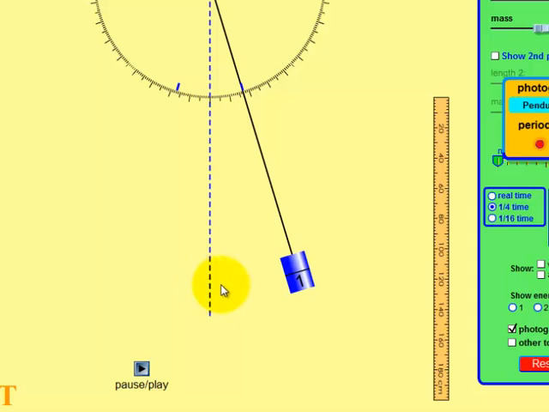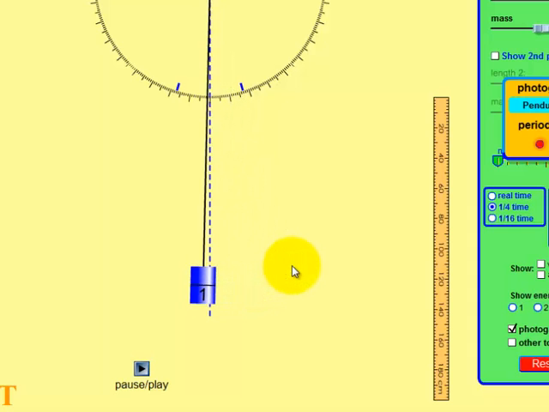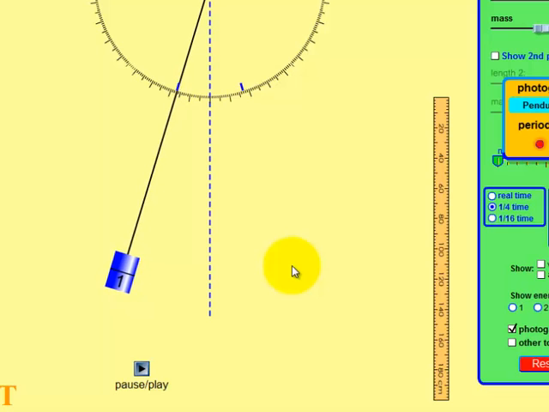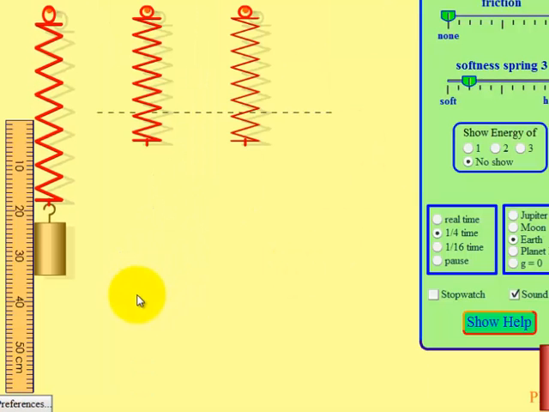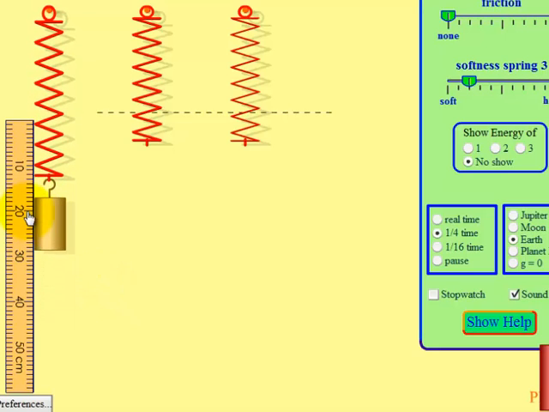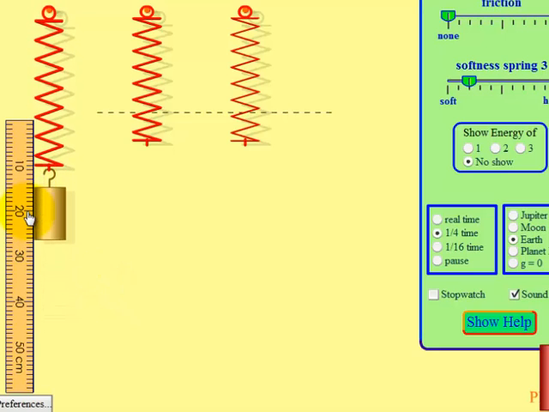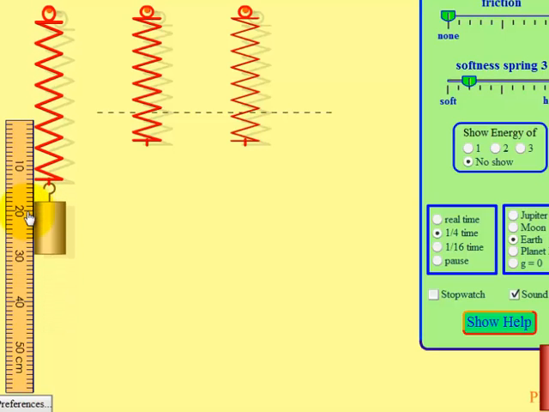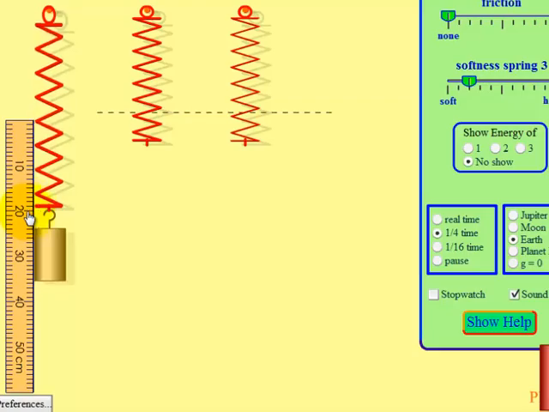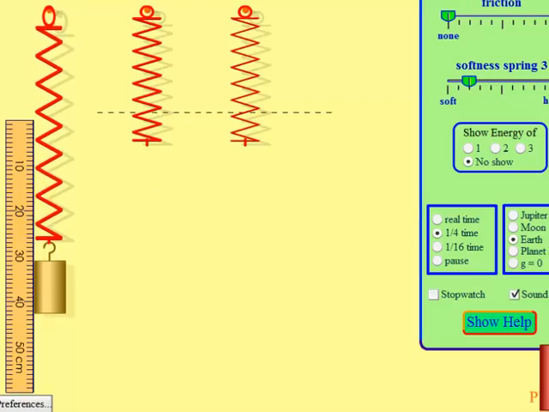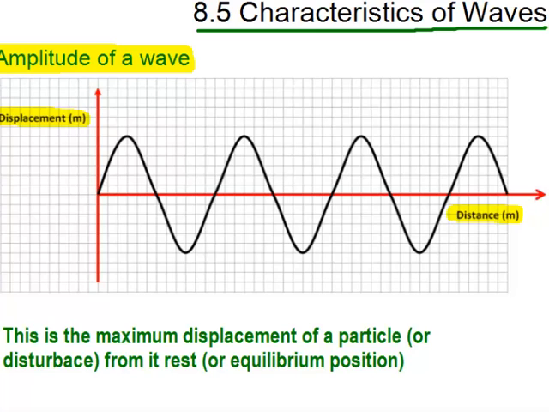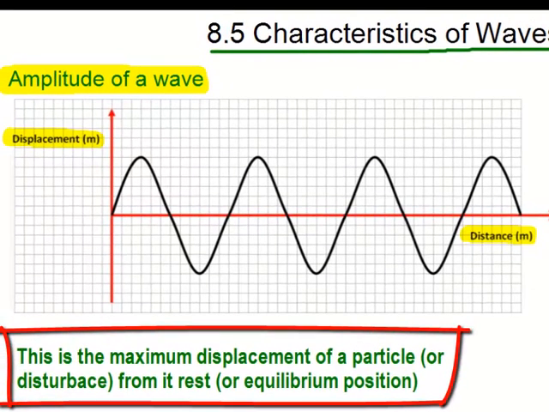Back to the pendulum, the maximum displacement of the bob from equilibrium position is again the amplitude of that wave. And also for this particular mass, the maximum displacement of this mass from equilibrium position will be the amplitude of that particular wave. So I want you to write down this definition because it is an important definition. Amplitude of a wave is the maximum displacement of a particle from its equilibrium position.